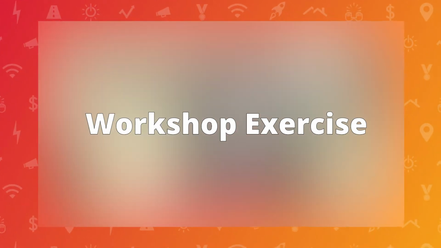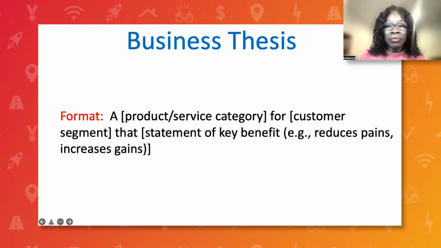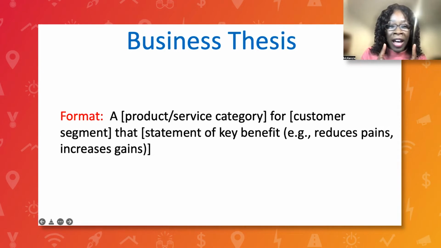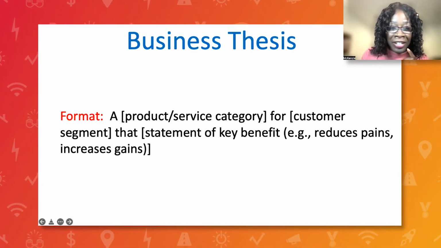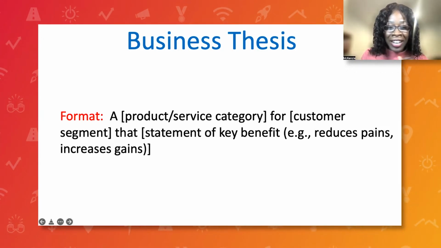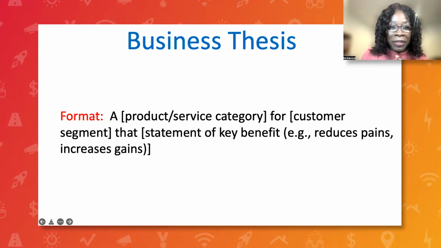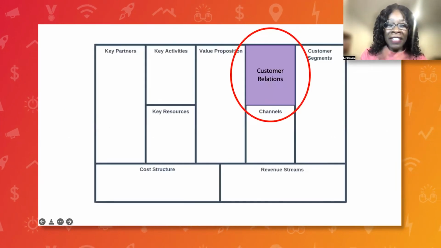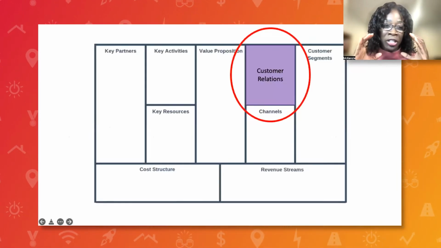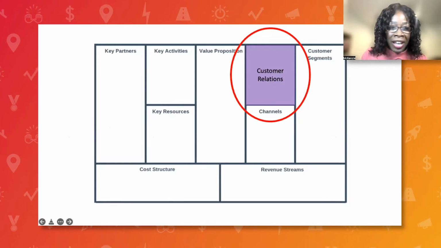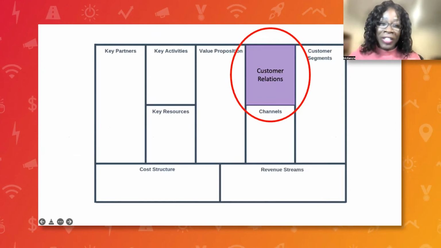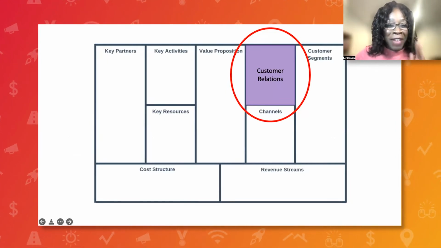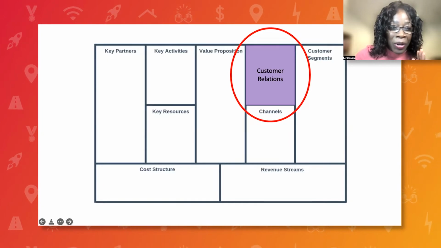Okay, I'm gonna share my screen again. So you guys keep those business theses because we're going to use those for another exercise later. So make sure you have it and keep it with you. So we are in that desire region of the business model canvas. I've talked about incessantly customer segment and value proposition, because that's so important.